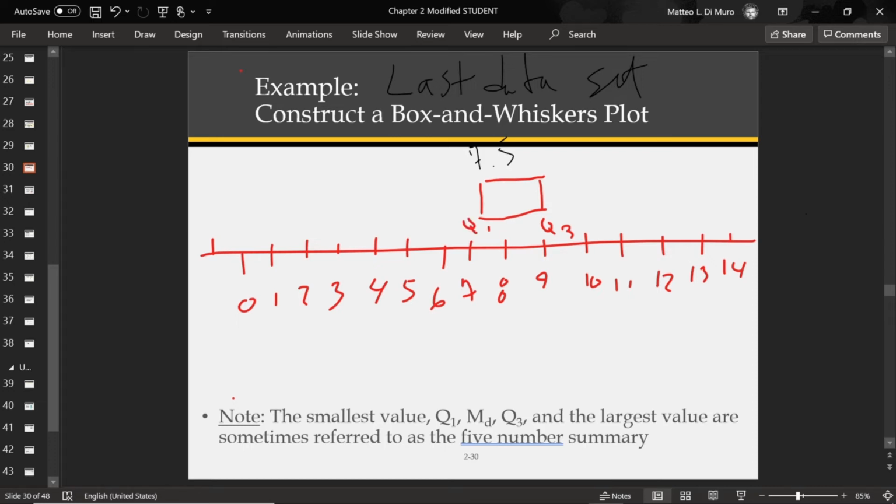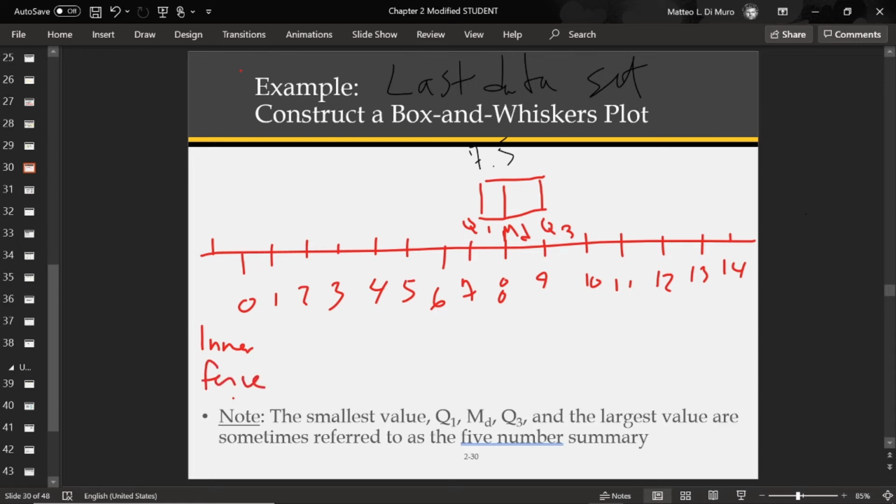So there's Q1 at 7.5. There's Q3 at 9. Now the median was 8, so you draw another line there, and then you label it median. And then we need to do a little calculation for our inner fences.